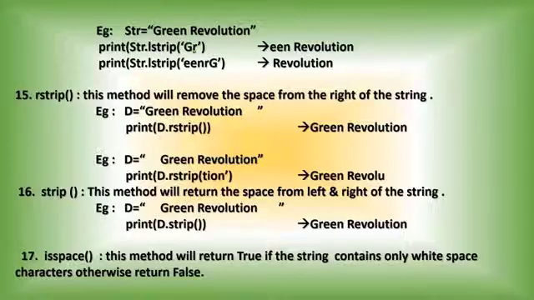See the next example. Print str dot L strip of. I just want to remove this green, but the characters are altered here. So then also that will be removed and the remaining part of the string will be displayed. Okay, so that is the purpose of L strip.